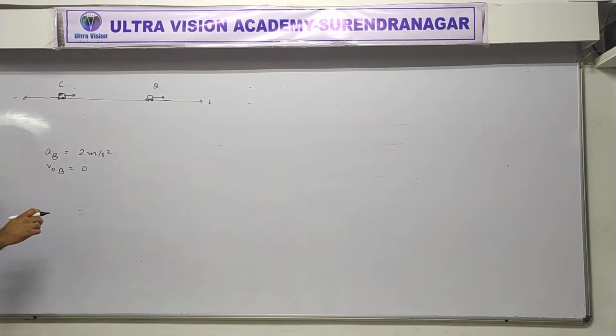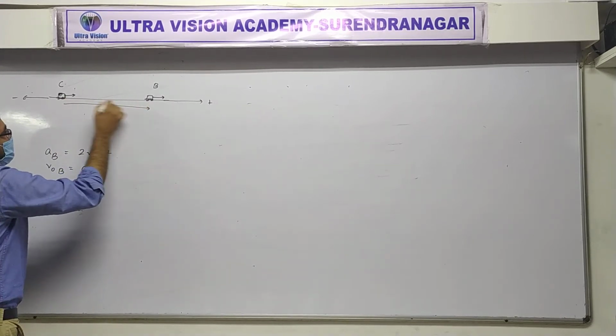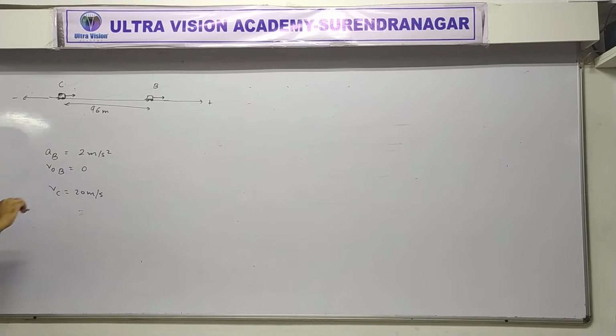Then any other detail is given in the question? Not about bus, about cycle? Yes. What? Velocity of cycle is 20 meter per second. Okay, fine. And what do we have to do? Distance between is given, 96 meter. Okay, and this is given. What do we have to find? After what time? So after what time a cycle will catch the bus?